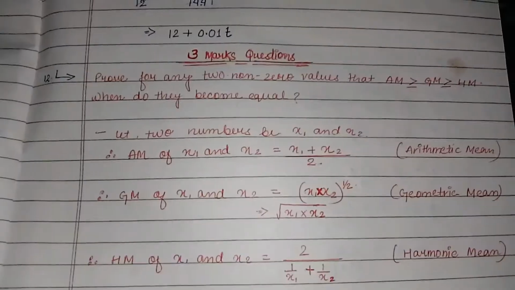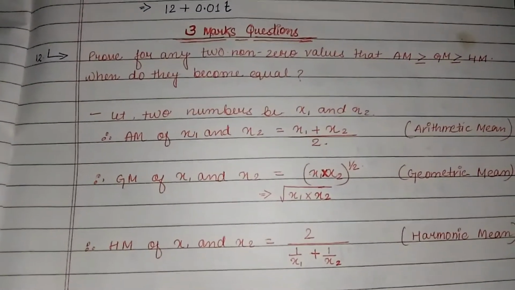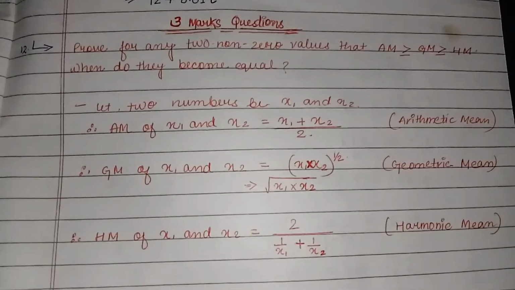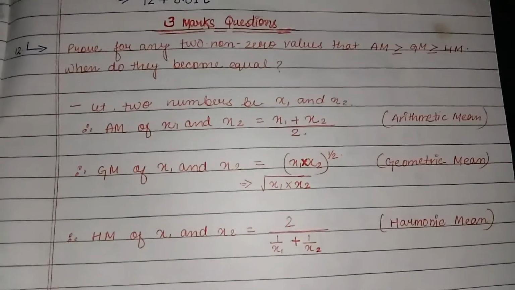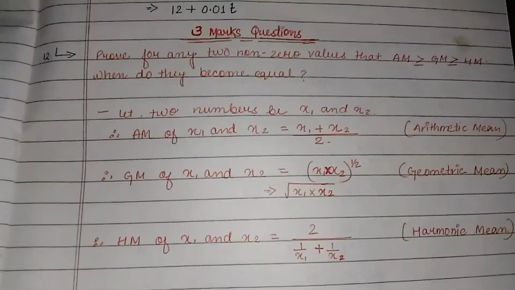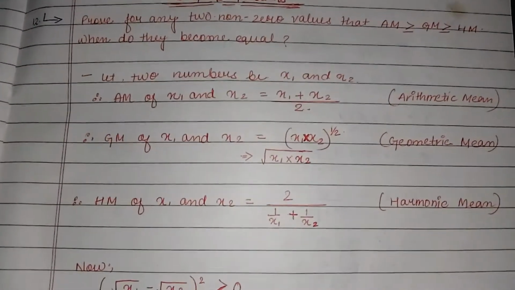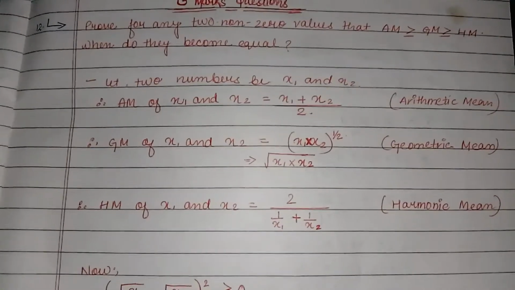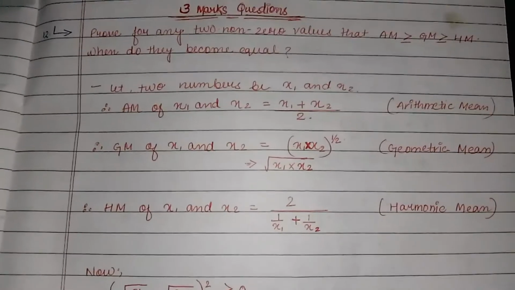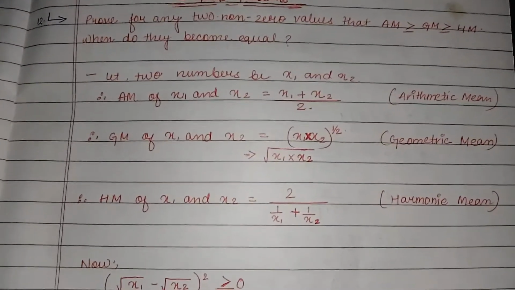Next is a 3-mark question. Prove for any two non-zero values that AM is greater than or equal to GM and GM is greater than or equal to HM. When do they become equal? Here, let two numbers be x1 and x2. Therefore, arithmetic mean of x1 and x2 equals to x1 plus x2 by 2. That is arithmetic mean.